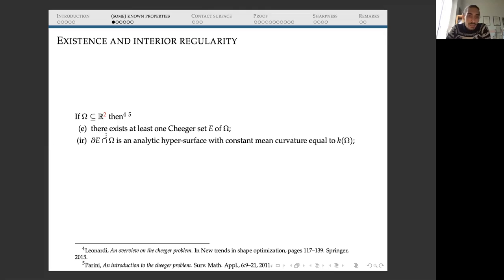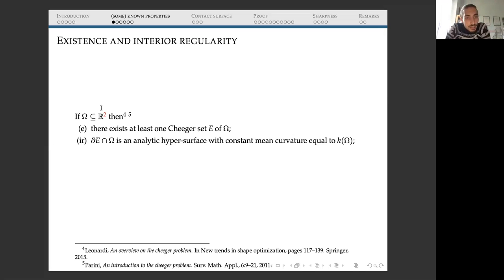Moreover, there is an interesting interior regularity, which tells you that the free boundary, so the part of the boundary of E which lives inside the container, is actually an analytic hypersurface with constant mean curvature, and you know what the constant is because it's actually the Cheeger constant. So the free boundary is a very rigid shape.